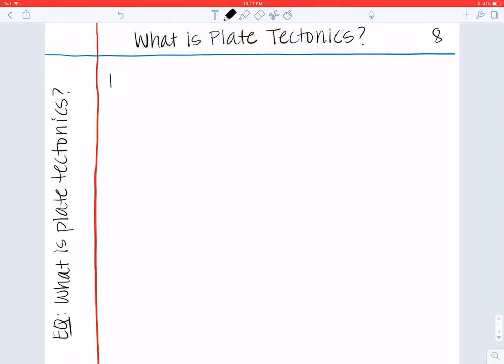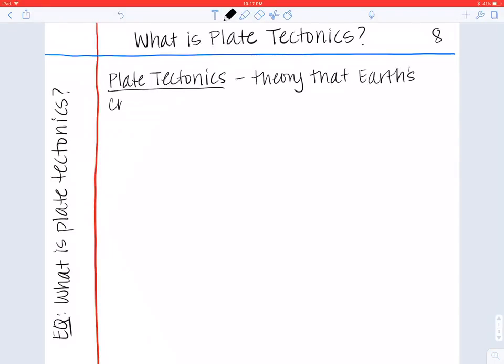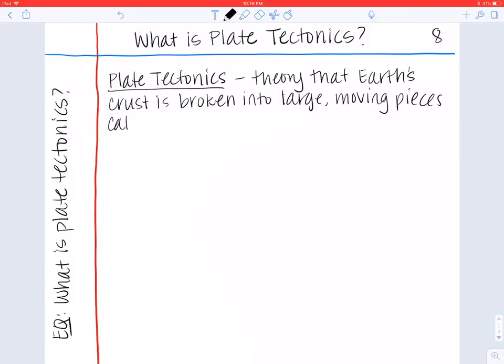So, plate tectonics, we're going to write this down on page 8. Is the theory that Earth's crust, remember that's the outside layer of the Earth, is broken into large moving pieces called tectonic plates. So that's the theory that the Earth's crust is broken into large moving pieces called tectonic plates.